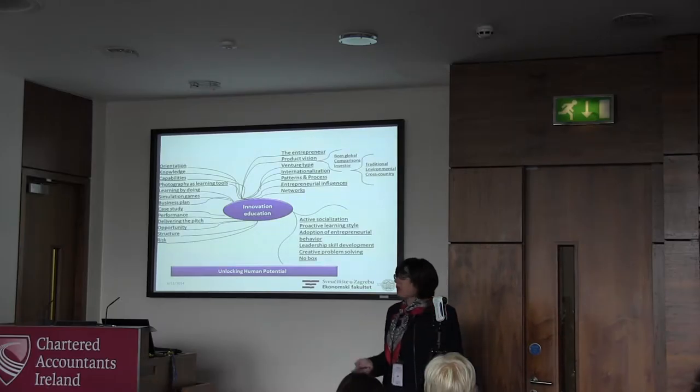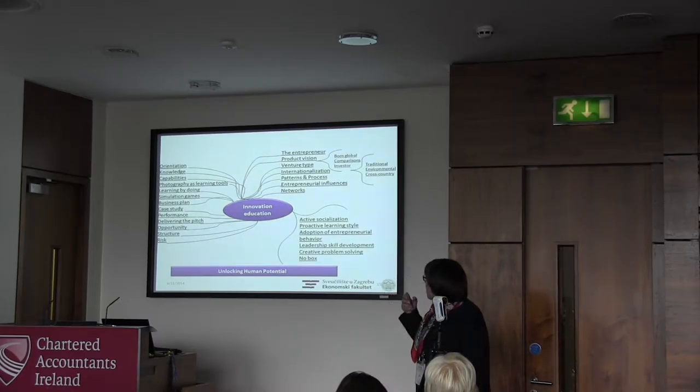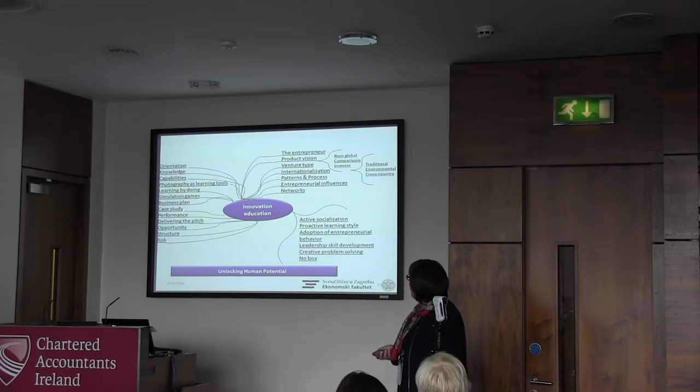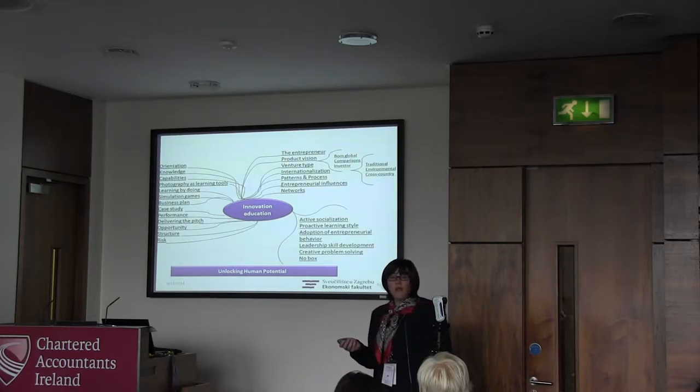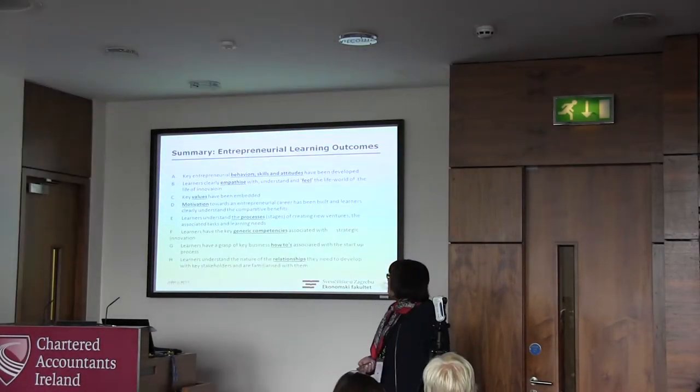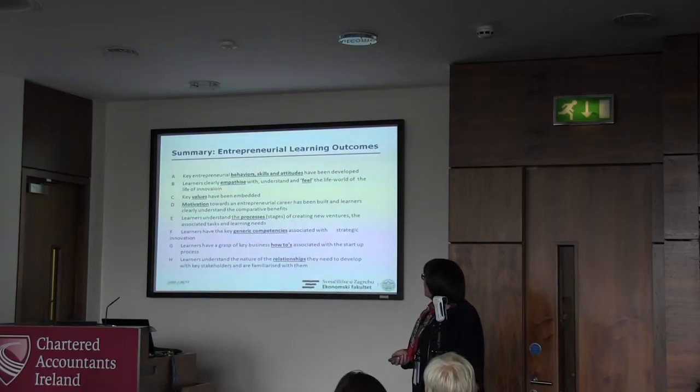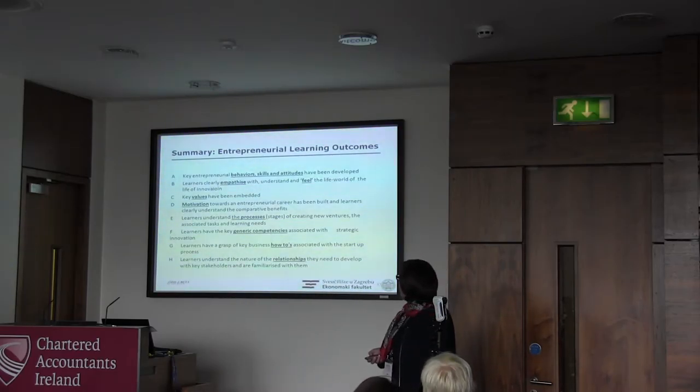Okay, that's how we teach. We use all of this. We try to unlock human potential. We try to do a proactive learning style. We use creative problem solving. No boxes, no outside of the boxes, no boxes. We also use photography as a learning tool, learning by doing, simulation games, we use a business plan, and so what? What is the impact? We can see that the impact is on skills and attitude, on emphasis, on values, on motivation, on process, on competencies, on relationships, and how to start.